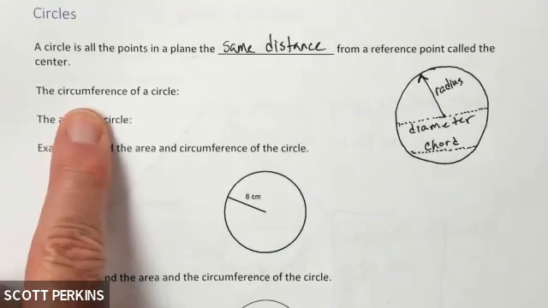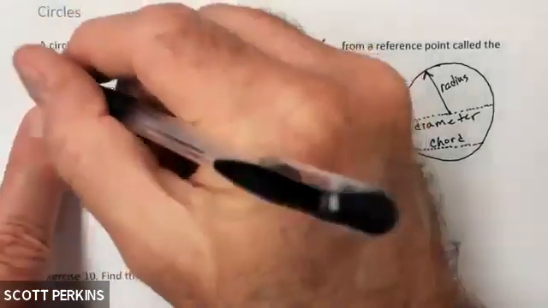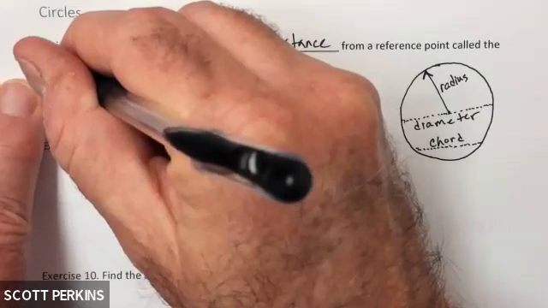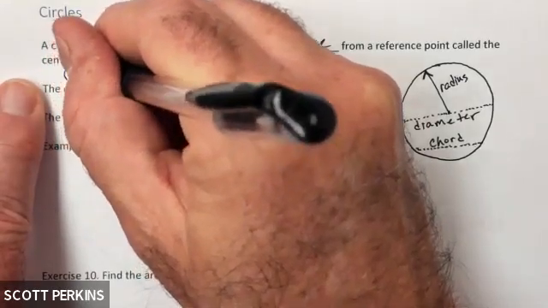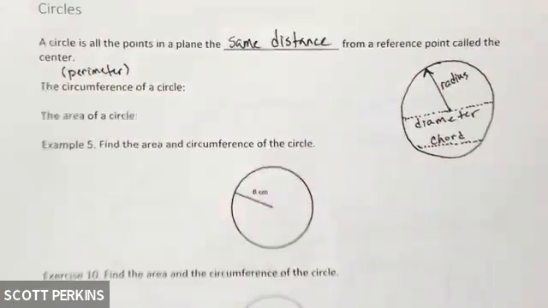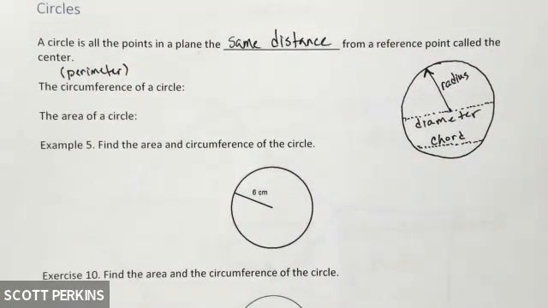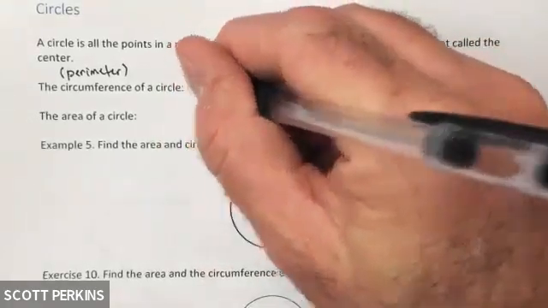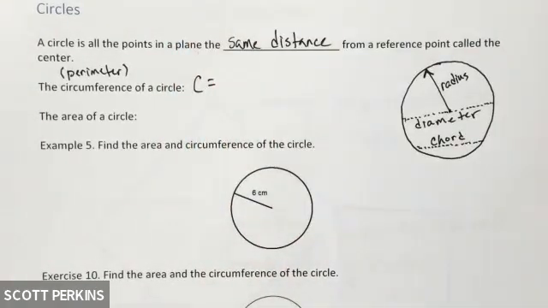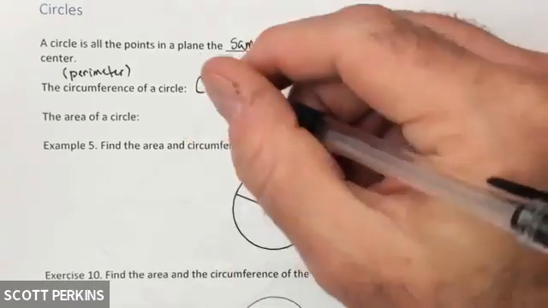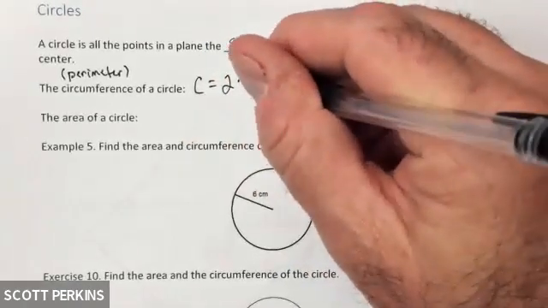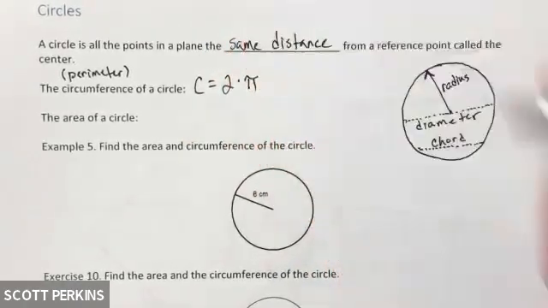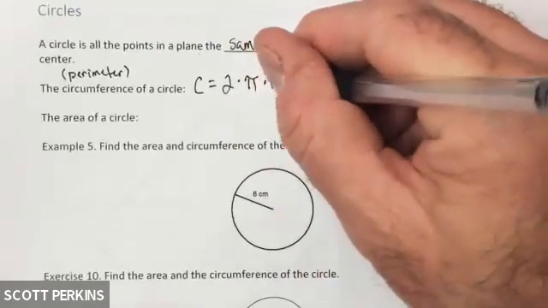So the circumference, as was already mentioned, is the fancy math word for the perimeter of a circle. The circumference is just the distance around the outside of the circle. So the circumference is given like this. Now we're going to encounter a new number. We'll talk about what it is, so just bear with me for a moment. The circumference is 2 times this number that is unique to circles, called pi, times the radius.